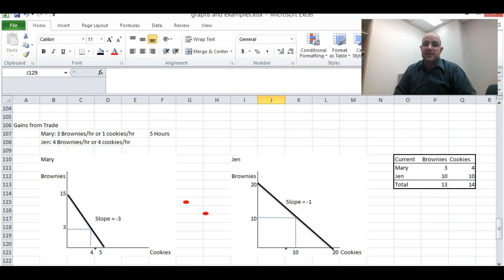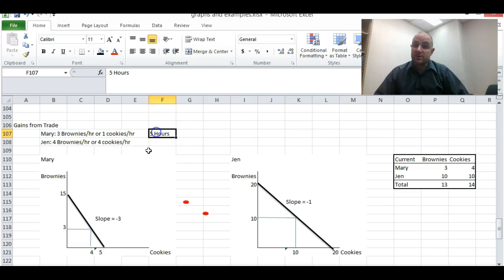Here we're looking at an example of two bakers. We have Mary and we have Jen. They both own separate shops. They produce both brownies and cookies. For the time being, we're going to take prices out of the picture. So Mary and Jen have their production possibilities. Mary can produce either 3 dozen brownies in an hour, or 1 dozen cookies in an hour. Jen can do 4 in an hour or 4 in an hour.